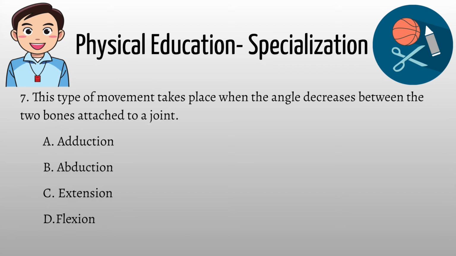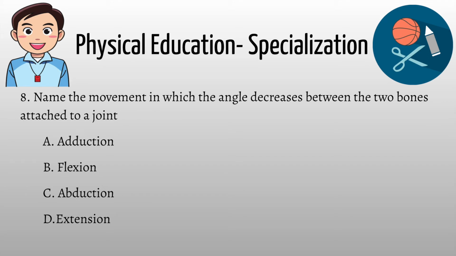This type of movement takes place when the angle decreases between the two bones attached to a joint. A. Adduction. B. Abduction. C. Extension. D. Flexion. D. Flexion.